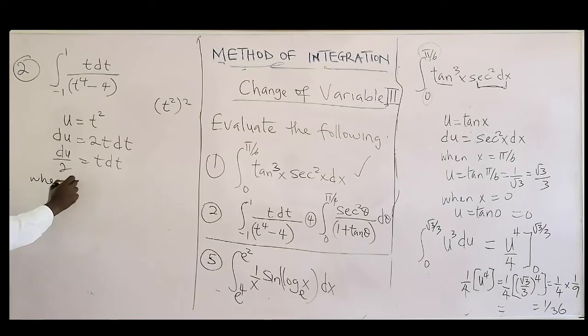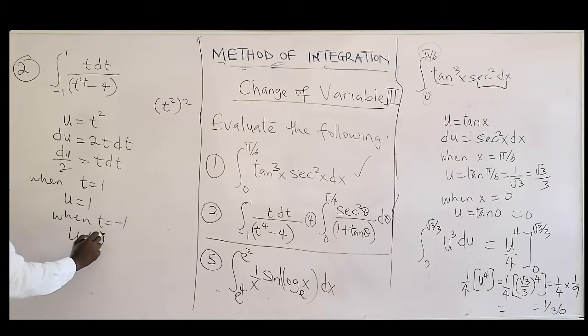When t is 1, u will be equal to 1. When t is minus 1, u will be minus 1 squared, which is also 1. So that's what we have for the upper boundary and the lower boundary. I don't know why they are the same.